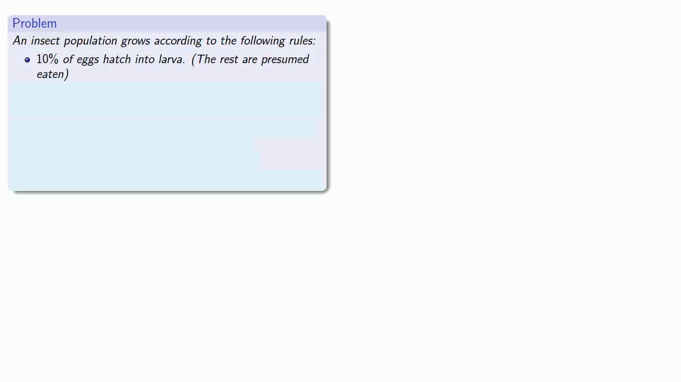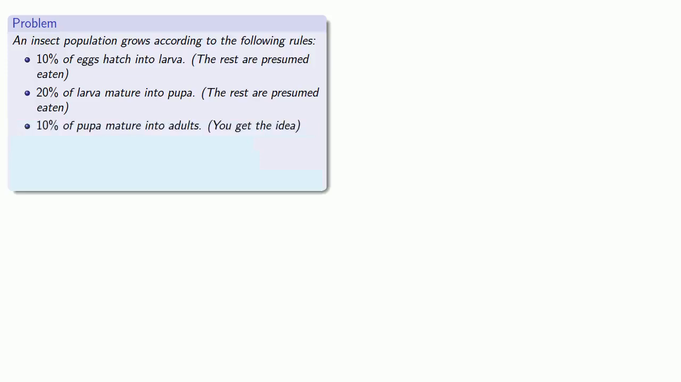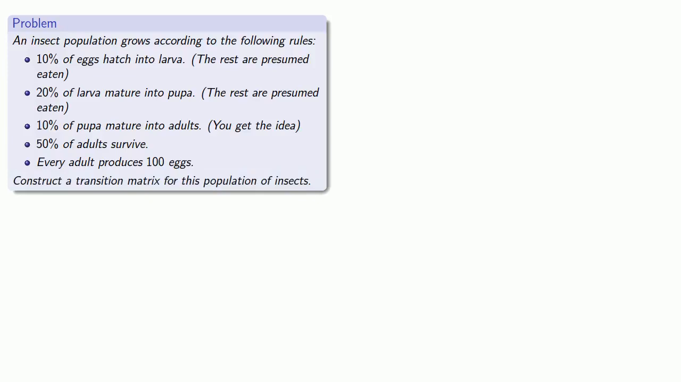10% of the eggs hatch into larvae, the rest are presumed eaten. 20% of the larvae mature into pupa, the rest are presumed eaten. 10% of the pupa mature into adults. You get the idea. 50% of the adults survive one time cycle. And then every adult produces 100 eggs. So let's construct a transition matrix for this population of insects.